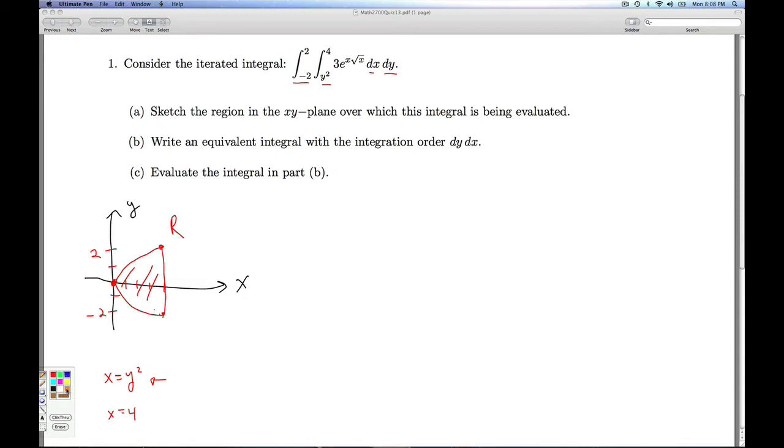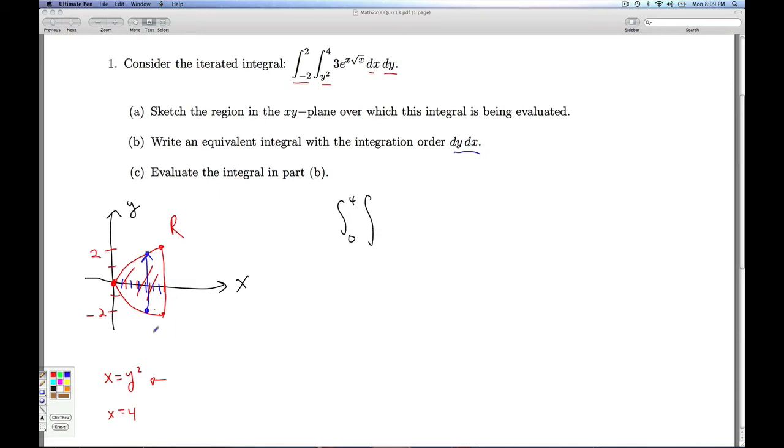In part B, we're asked to write an equivalent integral with the integration order now dy dx. Okay, so I need to go in and chop up the x's. I chop the x's up from a constant 0 to a constant 4. And now for a fixed x, I have to determine what the y runs between. So for a fixed x in the interval, I start down here and I head up there.